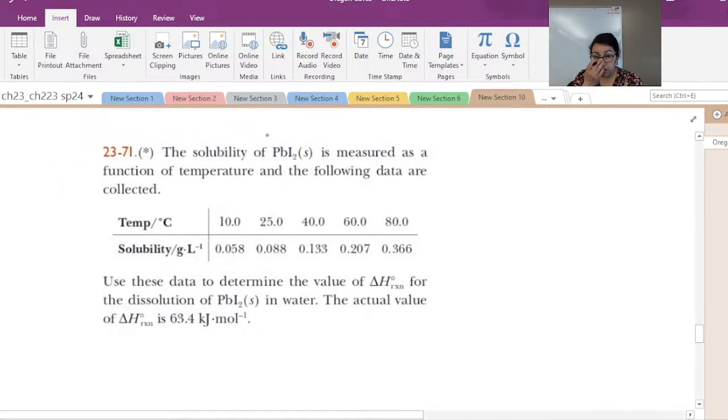It says the solubility of potassium iodide is measured as a function of temperature, and you have the data here. There's our temperature in degrees Celsius at certain increments, and then the solubility. But of course, take note of those units. That's my first hint of the day. See if you can figure out how you might get our delta H values for dissolution.